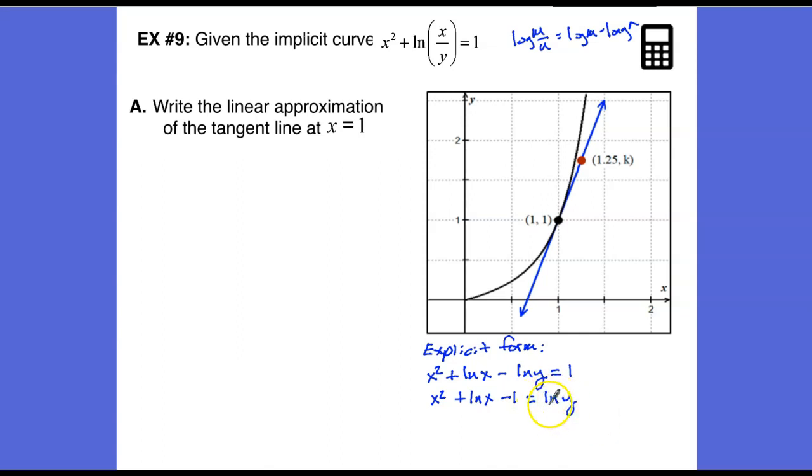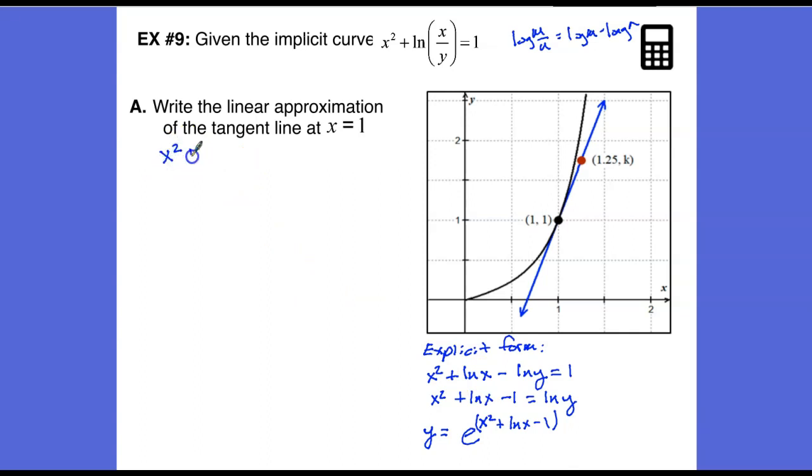And to get rid of the natural log, I need to raise both sides as the power of e, the base of the natural logarithm. And so this gives us y equals e to the x squared plus natural log of x minus 1. So this gives you a function that you can put into your calculator for y1 and then graph. But let's take this version of the equation here and use that as our starting point to find a derivative.